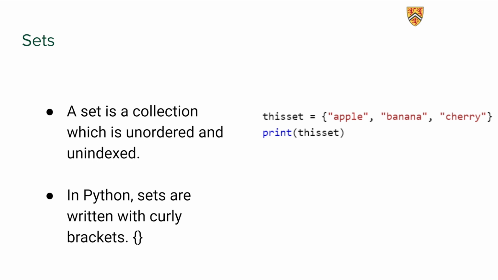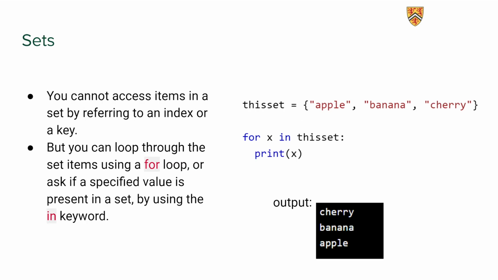A set is a collection of data which is unordered. So what does that mean? Unordered means that you can't use an index value to get a certain value out. These sets are written with curly brackets rather than the square brackets we use for arrays or lists. And you can't access items in the set by referring to an index or key because it's an unordered collection. You're storing the values in the set, but it has no particular order.